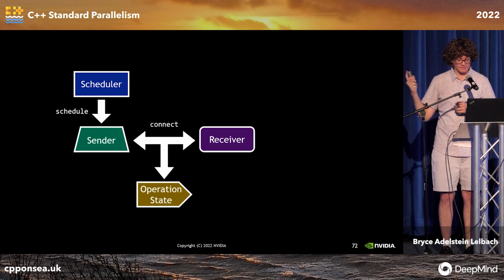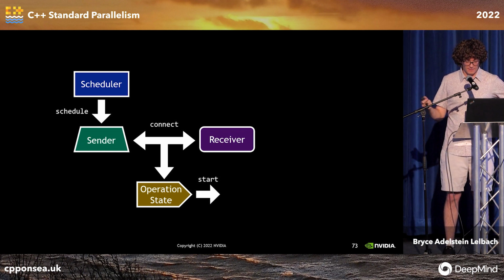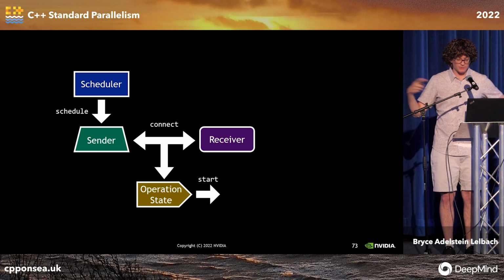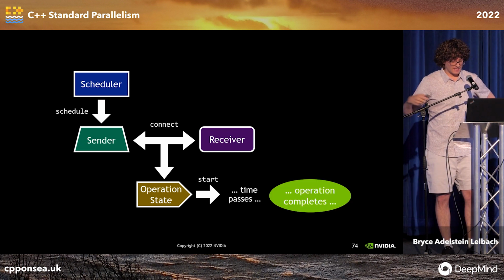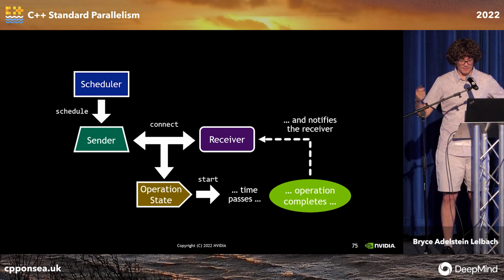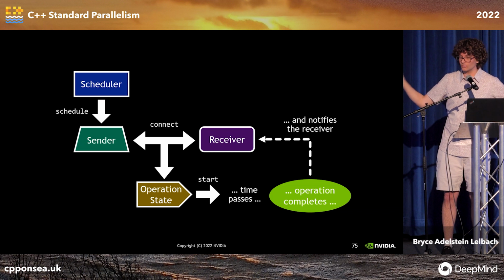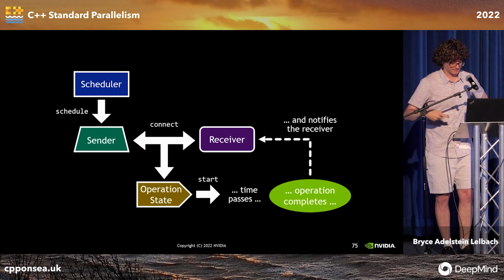And what connect returns is called an operation state, and that contains the actual work that the sender represents. And eventually, you're going to initiate the work by calling start on the operation state. And then after some time, that operation will complete. And then it will notify the receiver with one of those signals through one of those 3 channels.